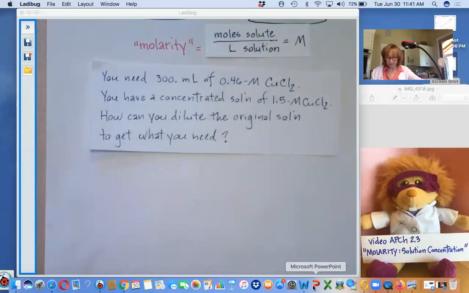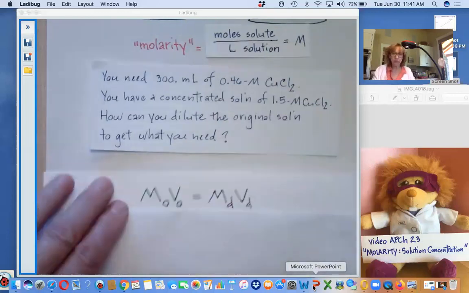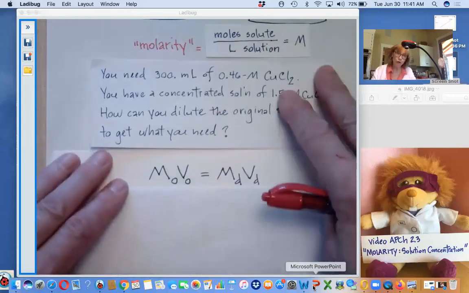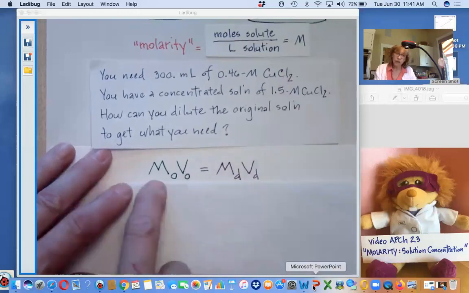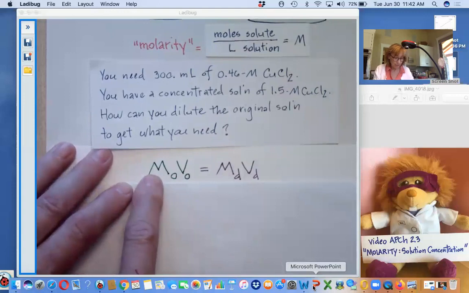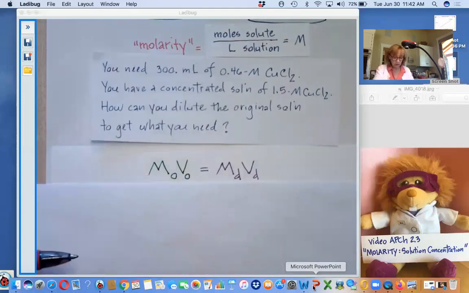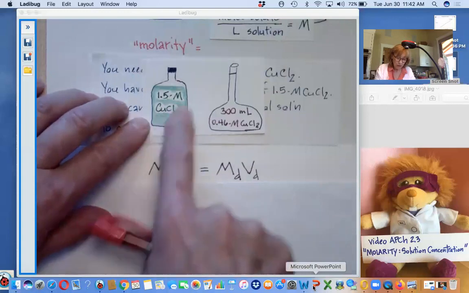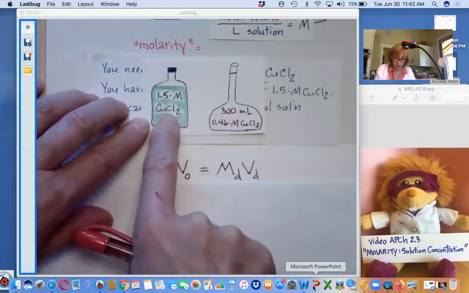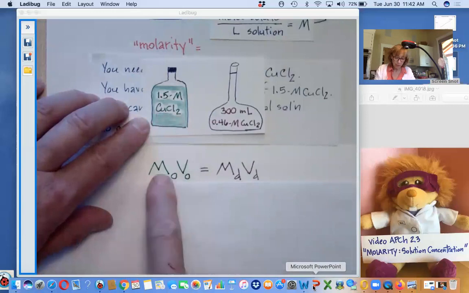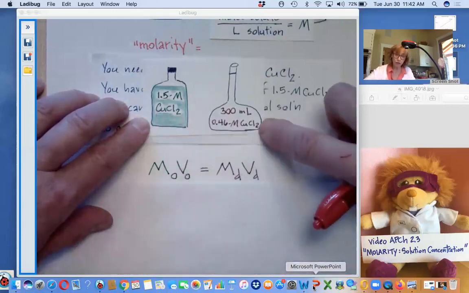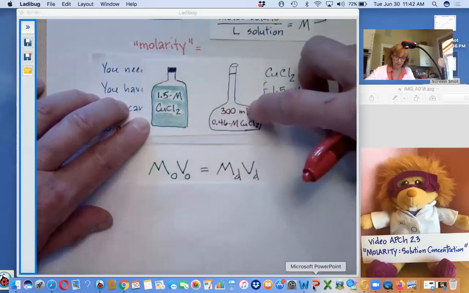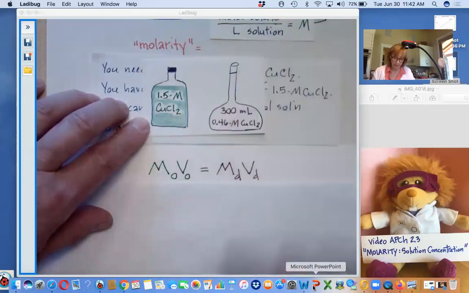Now, I want to show you a shortcut for this type of dilution problem. The shortcut uses this equation, which I'll refer to as the MOVO equation. So this equation tells us that the molarity of the original solution times the volume of the original solution that you're going to pour out, that product is going to be equal to the molarity of the new dilution times the volume of this new dilution you're making.